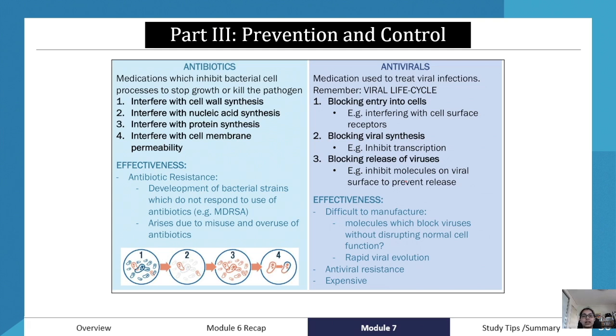So you would see that if you ever have a sore throat or a cough or whatever, you would not be given an antibiotic unless it gets really bad. So that is an example of that.